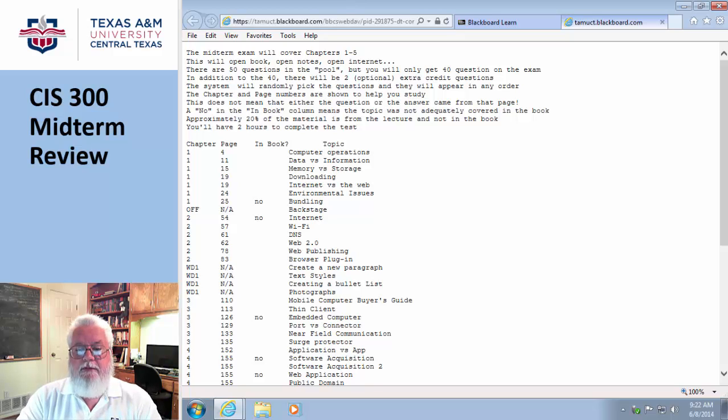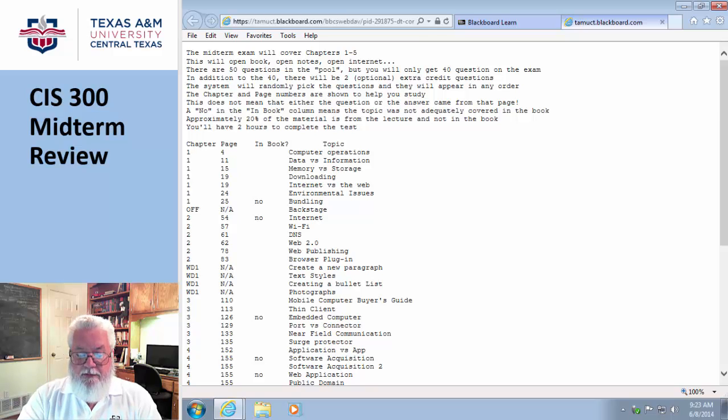Okay, so the first question is talking about computer operations. Now, this is a chapter 1 question. So, for example, I'm not going to be asking about the functions of the operating system because that would have been some other chapter, right? So, the chapter number gives a little bit of context to the question. Even though they won't appear in any order, you'll be able to tell in the test what chapter the question came from.